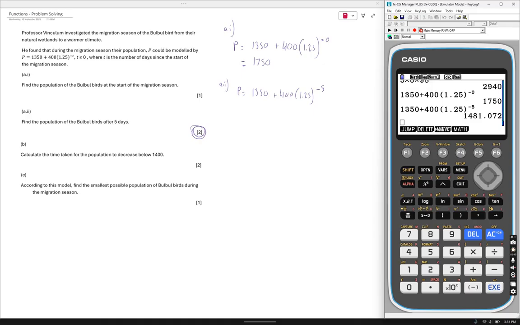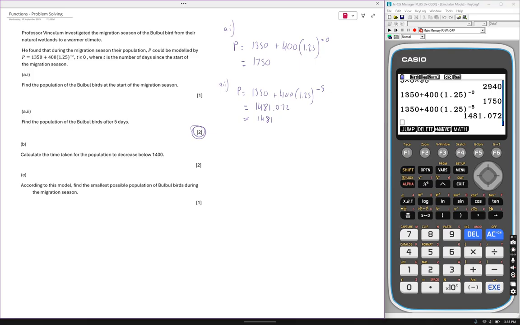Find the population of the bulbul birds. Well, you can't have 0.072 of a bulbul bird, right? So your answer can be equals 1481.072 and then approximately 1481. That's the population of birds after 5 days.